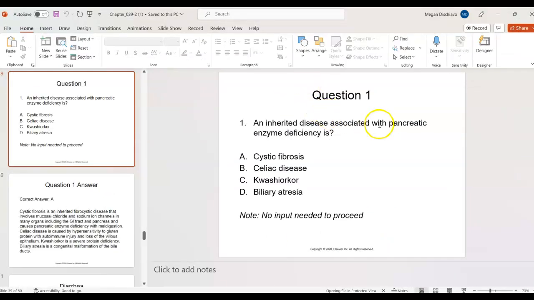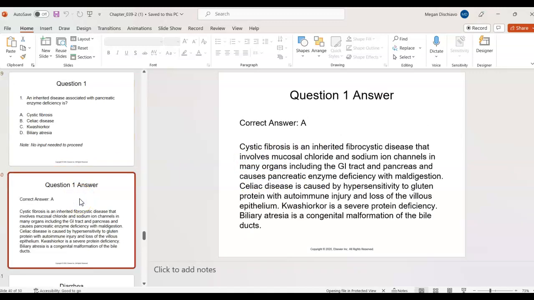An inherited disease associated with pancreatic enzyme deficiency. You guys are already probably like, I know this, right? So it's inherited, it's genetic, we know that, okay? And it's associated with the pancreas and how it releases those enzymes and how they are deficient. So with that, you want to think digestive, you want to think malabsorption kind of thing. And that is something that we went over and that should pop right out at you, cystic fibrosis, okay?